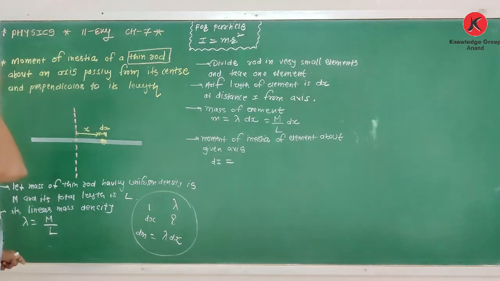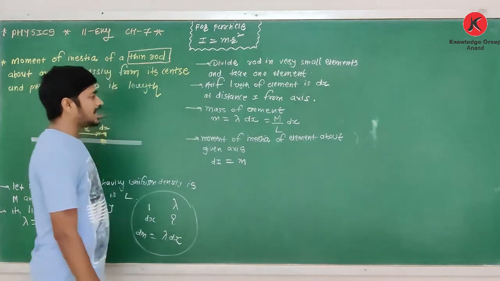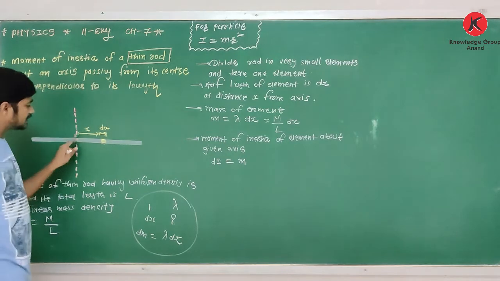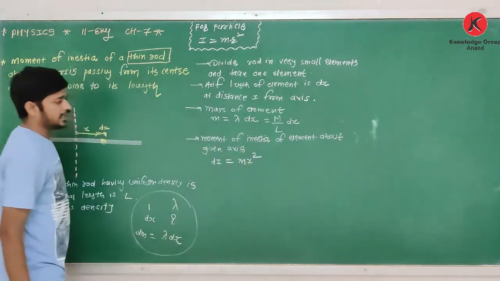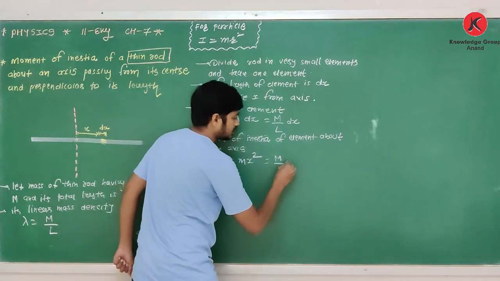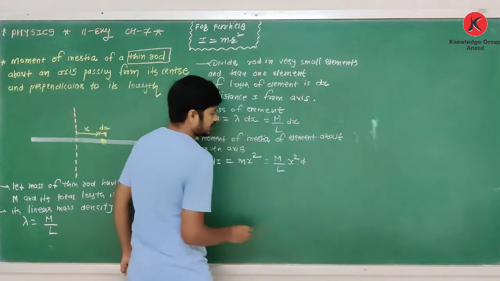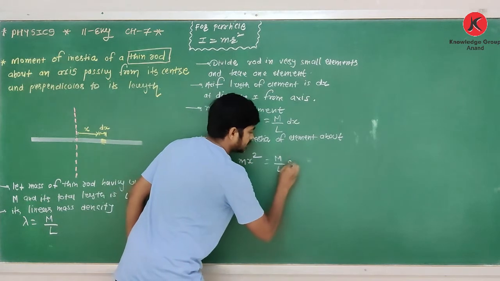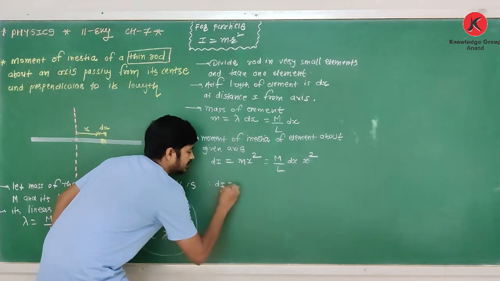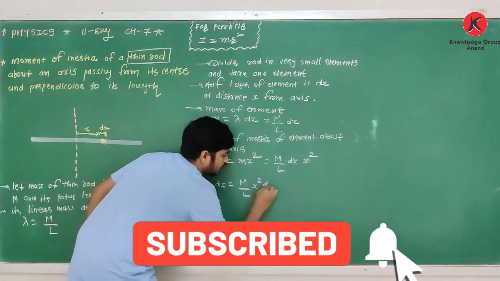As it is the moment of inertia of the element about the given axis, dI is equal to, what is the equation? The mass of the element is m, and the perpendicular distance of the element from the axis is x. So it is m x square. Put the value of m, that is M upon L dx, and here x square. I can rearrange this as dI is equal to M upon L x square dx.